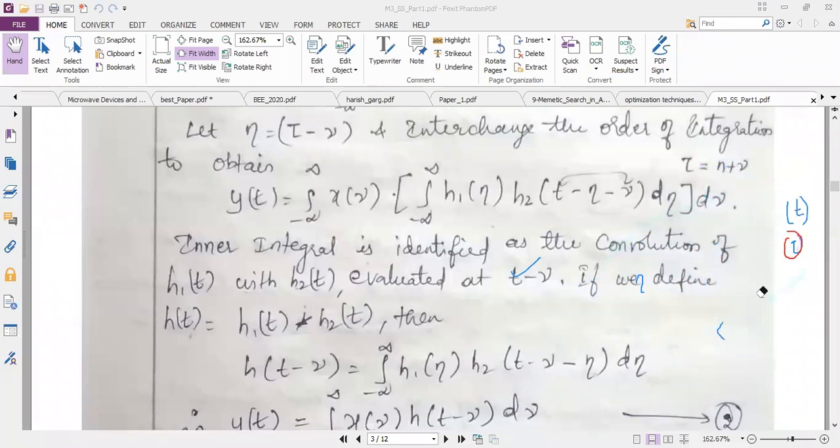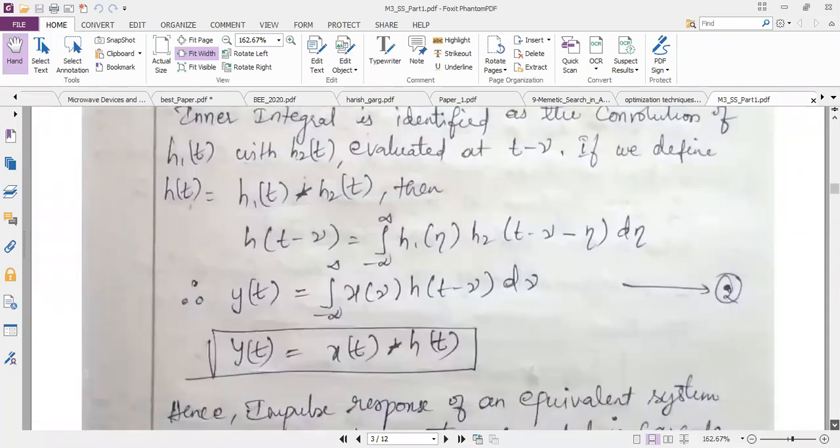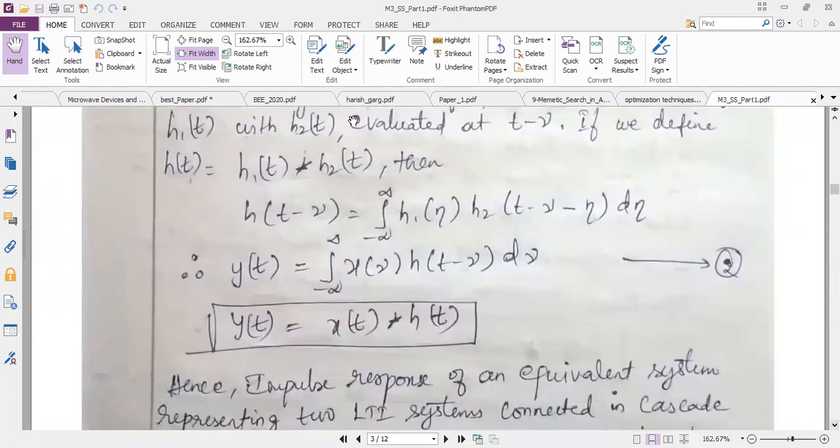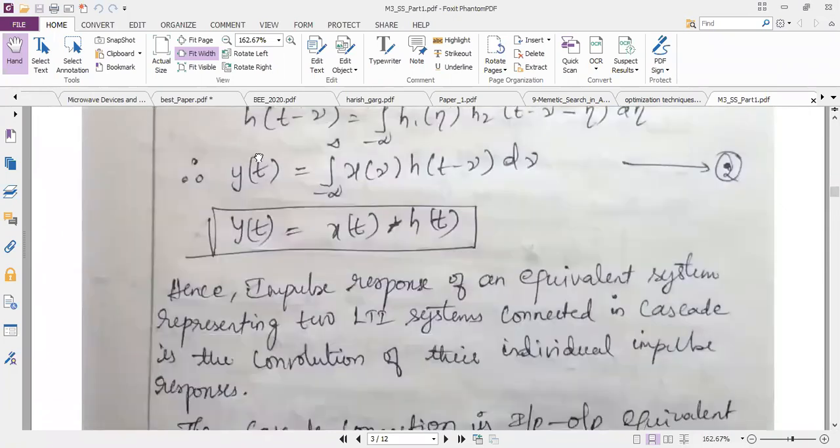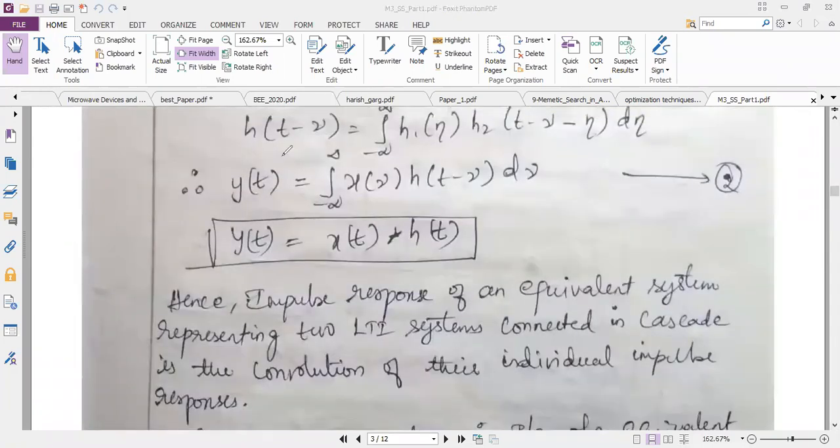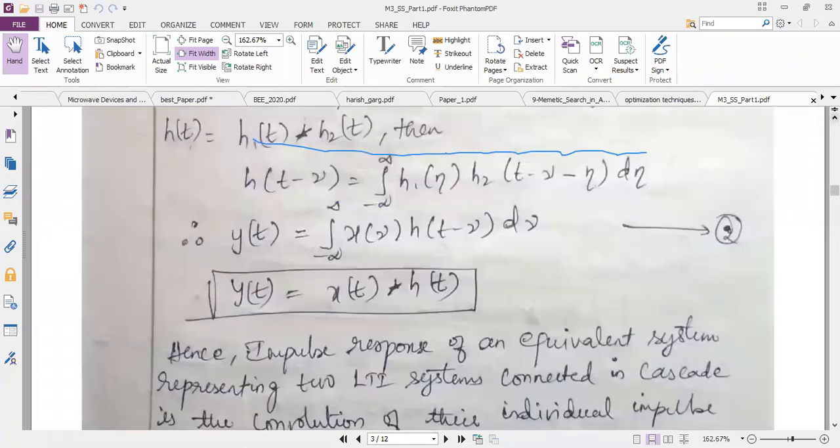So now I have written here on my screen. You can see the screen. I'll scroll it up a little. So I have written h of t minus mu, as you said, which is equal to the integration from minus infinity to plus infinity of h1 of eta, h2 of t minus mu minus eta d eta.